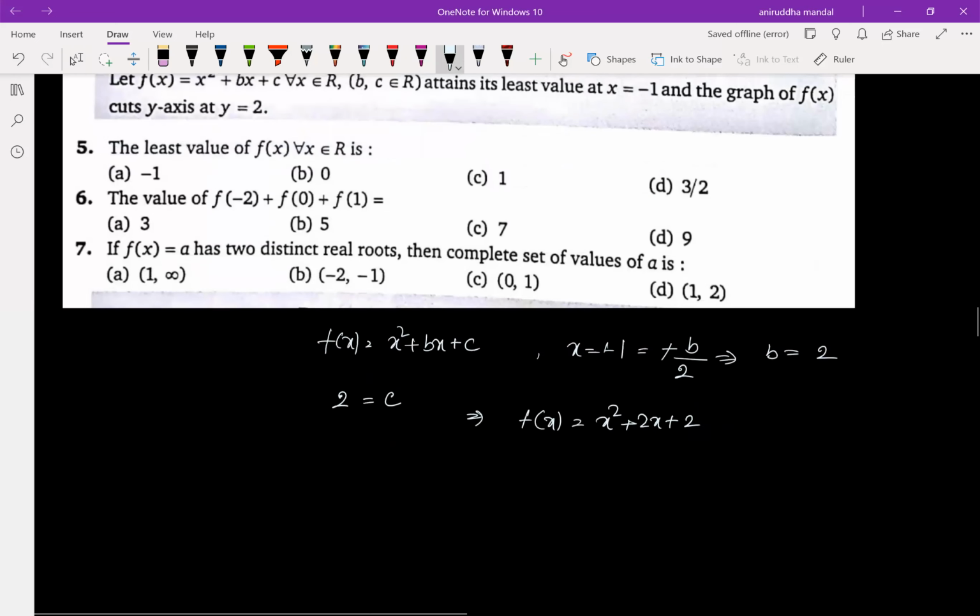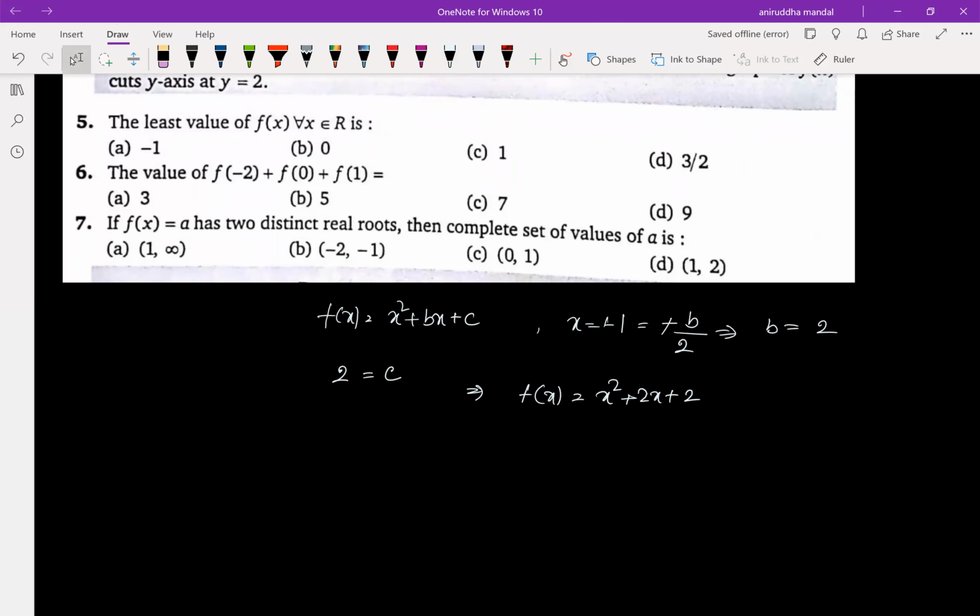The least value of f(x) is -D/4a. So f(x) minimum is -D/4a, where D means b² - 4ac, divided by 4a. Which means 8 minus 4 is 4, and 4 by 4 is 1. So option C is correct. Next is f(-2), f(0), and f(1).